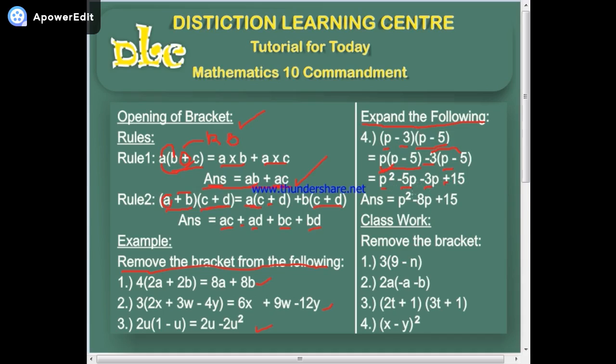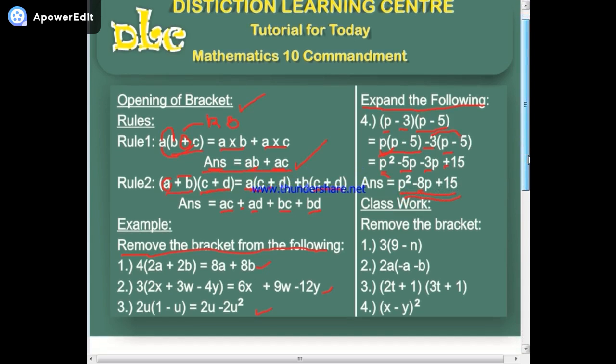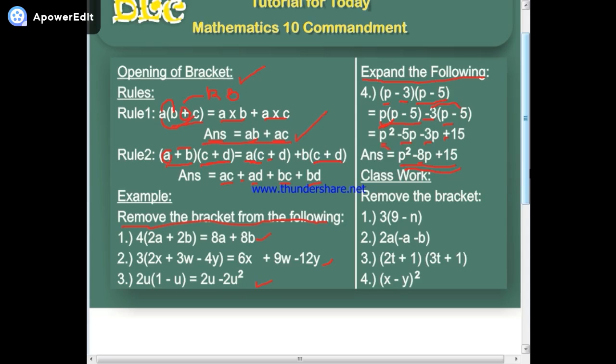Now, for you to get the final solution to the question, what are you going to do? You have to minus this from this. So we have p square, this p square is this one. And minus 5p minus 3p, that is minus 5 minus 3, which gives you minus 8, and join the p to it, that is minus 8p. Plus 15. So I'm bringing it down. So that is your final answer. That is what we call expansion of bracket.